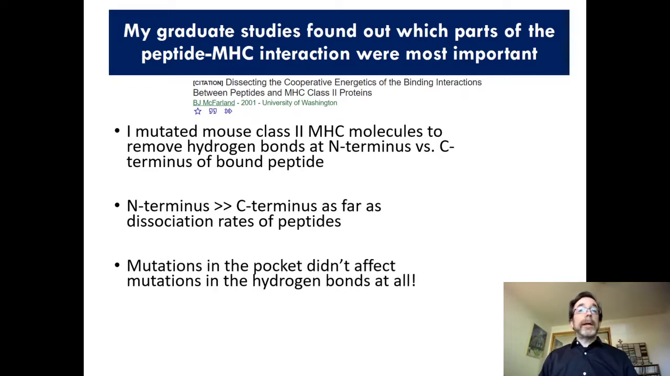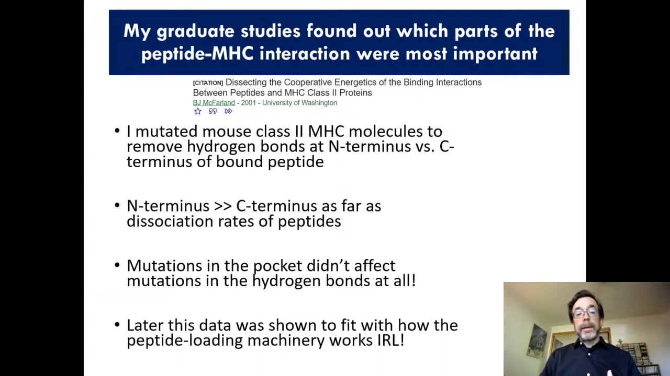I also did some mutations in the pocket, and we found out that those actually didn't communicate very much with the hydrogen bonds. It's mostly about the hydrogen bonds, which again, you want a bucket that holds a lot of different peptides. All peptides have hydrogen bonds. Not all peptides have the same anchor residues. And so there is an interplay going on here.